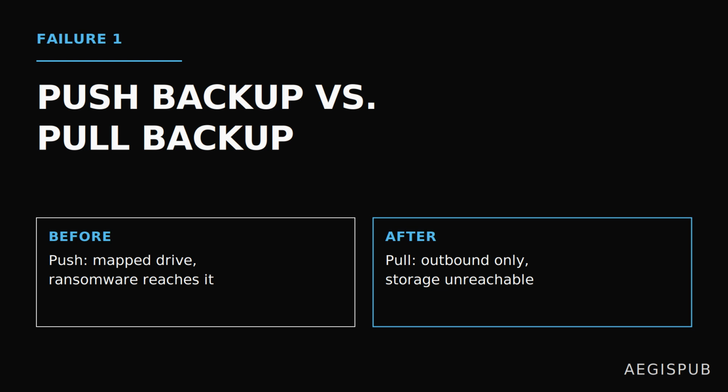The diagnostic begins with the network architecture. Pull the network topology diagram for the organization. The critical question is not how the ransomware entered. That is a separate investigation. The question is why it spread so far.